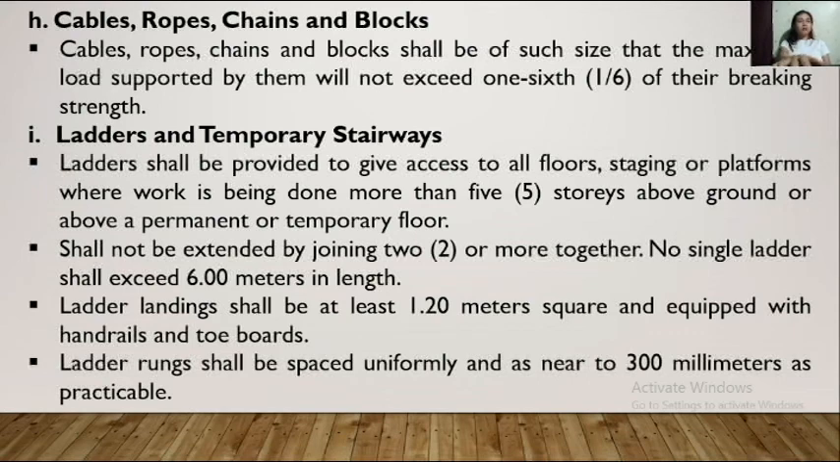Then ladders and temporary stairways. Ladders shall be provided to give access to all floors, staging, or platforms where work is being done more than 5 stories above ground or above a permanent or temporary floor. They shall not be extended by joining two or more together. No single ladder shall exceed 6 meters in length, and landing ladders shall be at least 1.20 meters square and equipped with handrails and toe boards. Ladder rungs shall be spaced uniformly and as near to 300 millimeters as practicable.